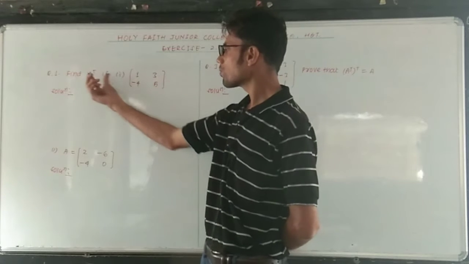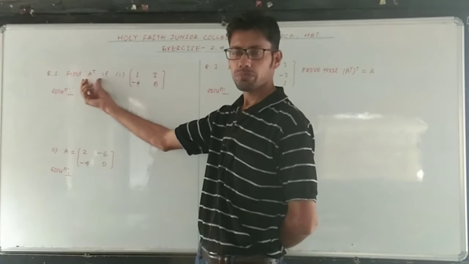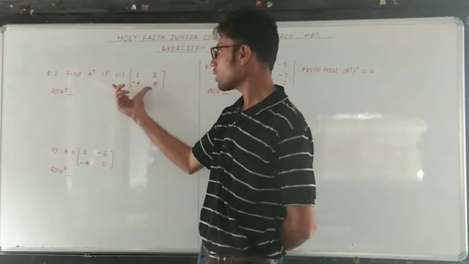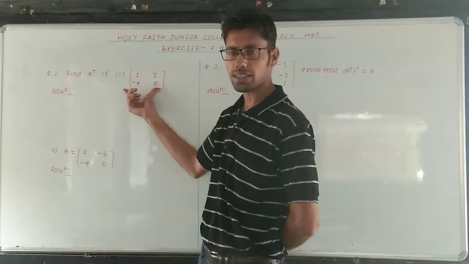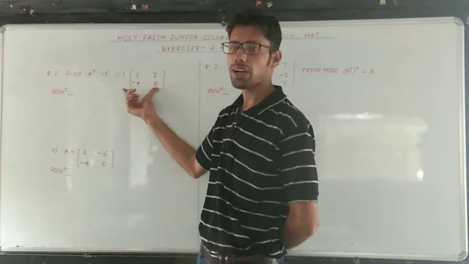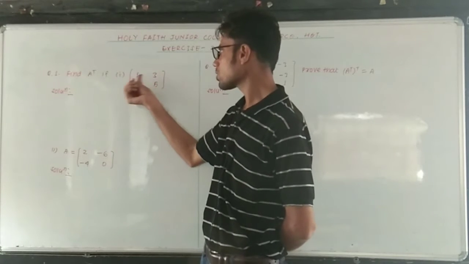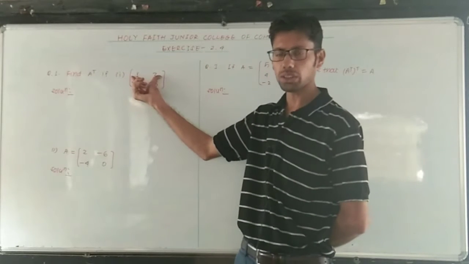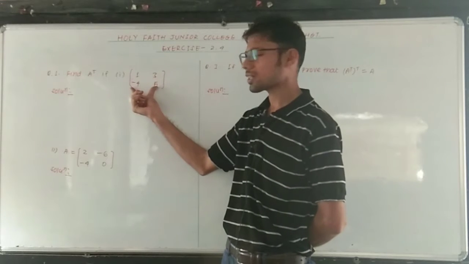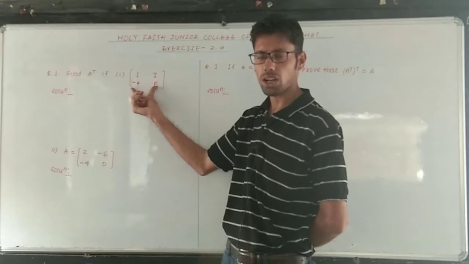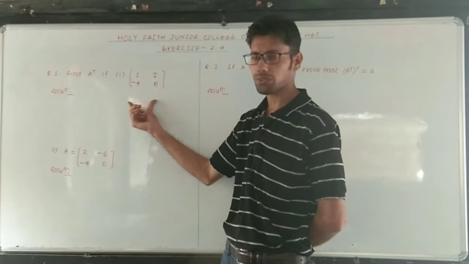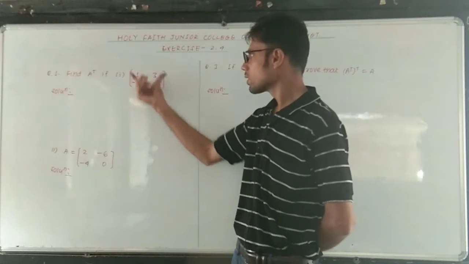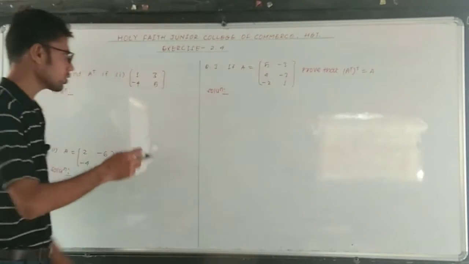First of all, for finding the value of A^T, the transpose of A, we have to first find the value of A. We denote the given matrix by capital A, and for finding the transpose we have to interchange rows and columns. We convert the first row into the first column and the second row into the second column. If a third row is present, we convert it into the third column.